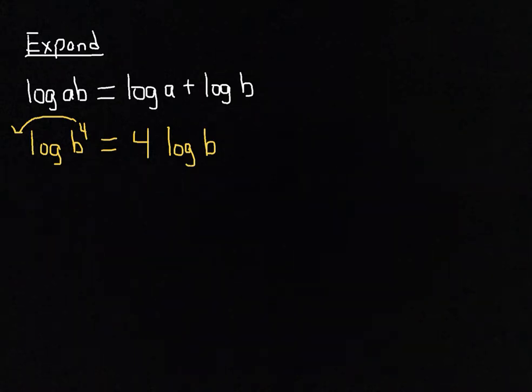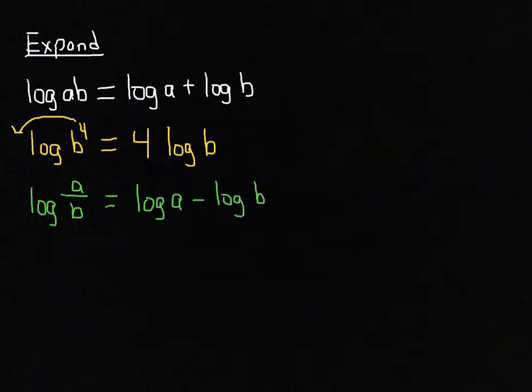All right, let's take a look at another one. I have log of a over b. If you want to expand this, this is the quotient one. So it's just simply log of a in base 10 minus the log of b in base 10. This is the quotient property.